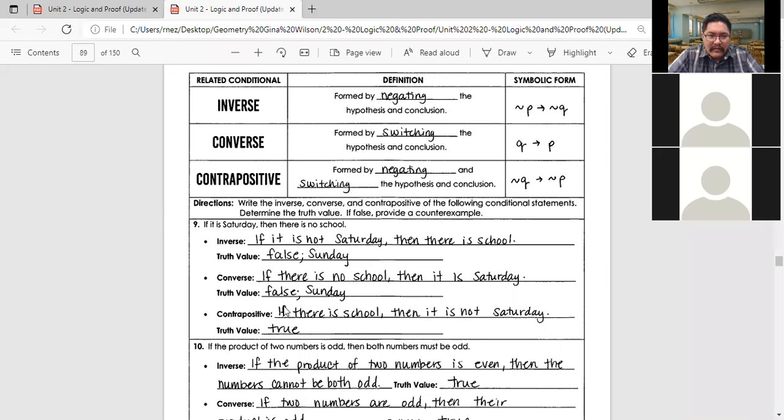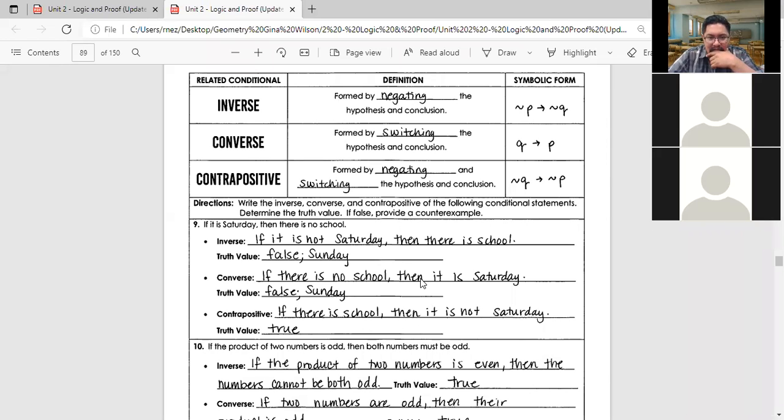So looking at this here, let's talk about the contrapositive first. Remember, in the original, we have to switch the order first. So start from the converse, I should have said that before. Start from the converse and then negate it. The converse says there is no school, so here we would say if there is school. We negate it.